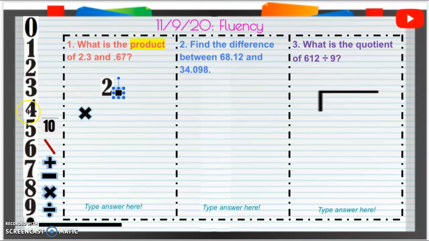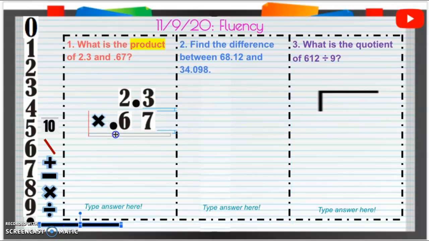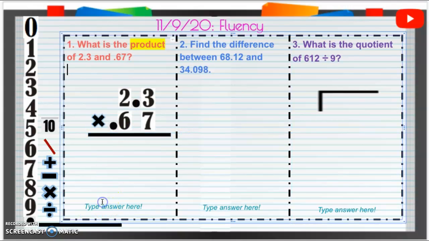So I know 2 and 3/10. I'm going to line them up to the right. I'm going to move those over a little bit and down just a little bit. There we go. All right, times 67 hundredths. So when I multiply these, what are we going to do here?